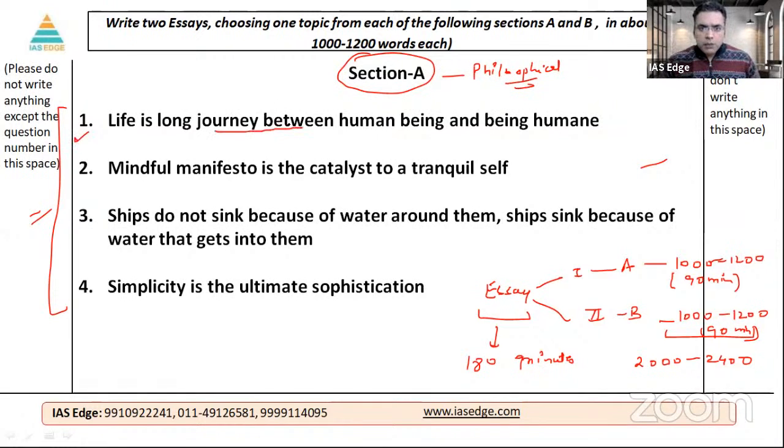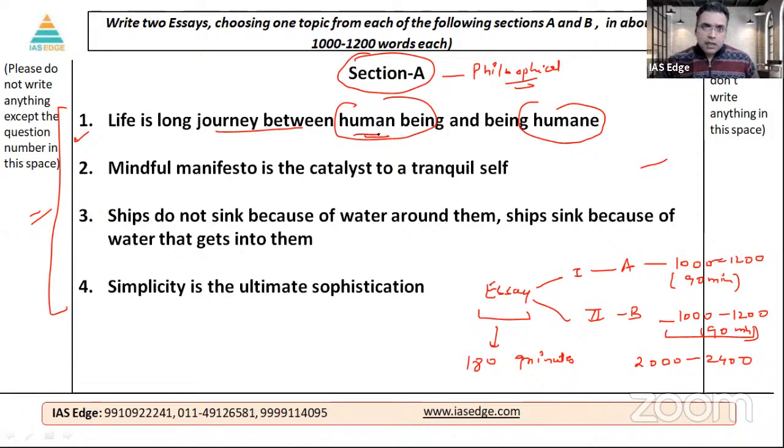Life is a long journey between being human and being humane. So human being, the day we are born, we become human being. And being humane means probably that you should become a good human being with compassion, with sympathy, with empathy. And it's going to be a good essay. You have a lot of fodder, I believe. And any person who thinks, who has his own set of understanding, who introspects, can write a wonderful essay on this topic.